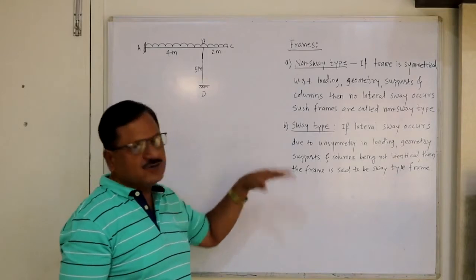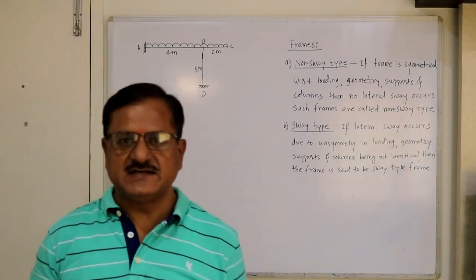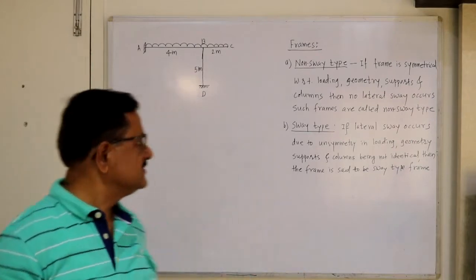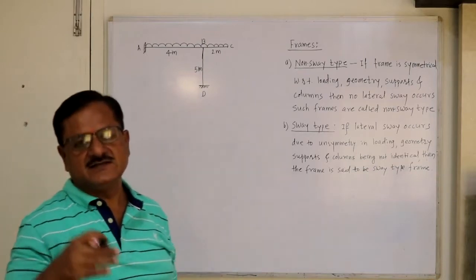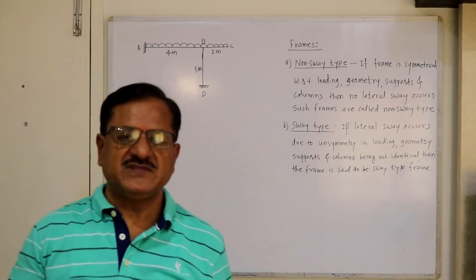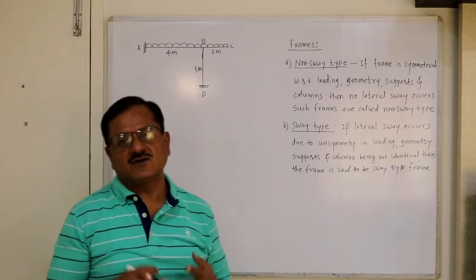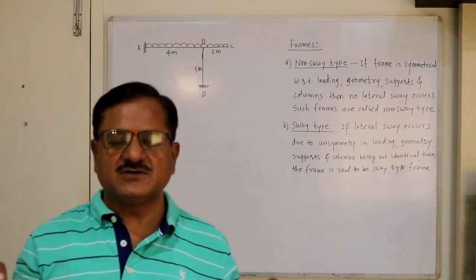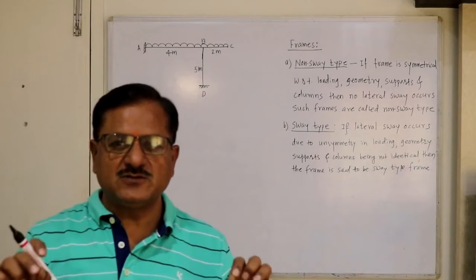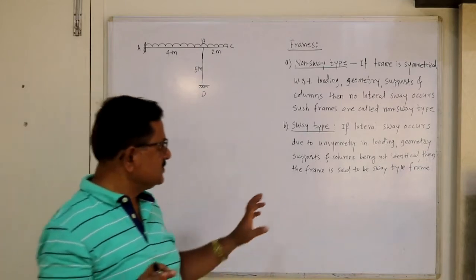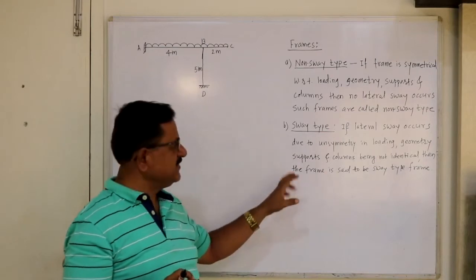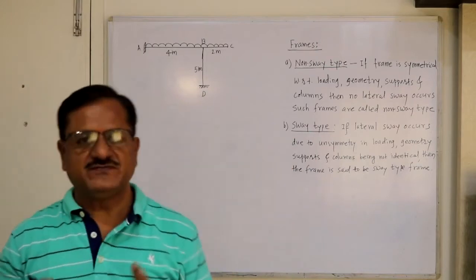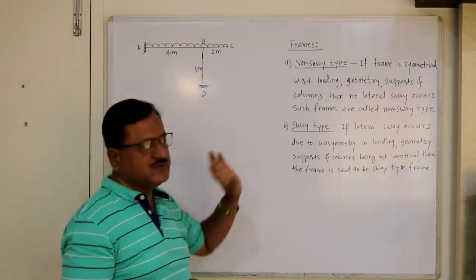If any of these parameters is unsymmetrical, means if loading is unsymmetrical, or geometry is not symmetrical about the vertical central axis, or support conditions are not symmetrical, or columns are not identical, means height of both the columns must be same, the supports of the columns must be same, as well as the moment of inertia of the columns must be same. If this is not symmetrical, then there will be a lateral sway of the frame, and the frame is called a sway type frame.